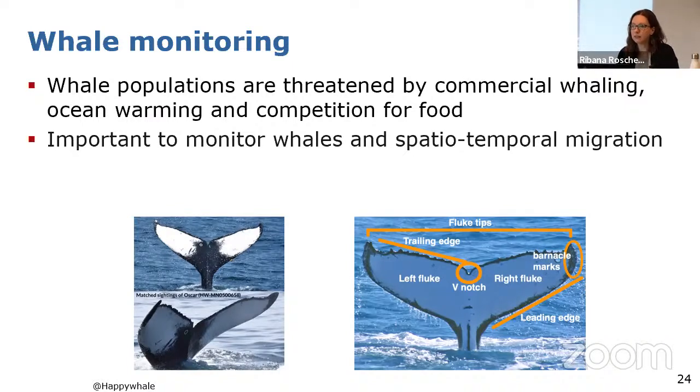As you might know, hopefully, the whale populations are threatened by commercial whaling, ocean warming, and competition for food. And so it's important to monitor whales and their spatio-temporal migration. This is done by looking at many, many photos, mainly taken by tourists, and specific whales are identified by these photos. This is currently still done mainly manually, and experts look primarily at the corners of the fluke, the shape, or special features such as scars.